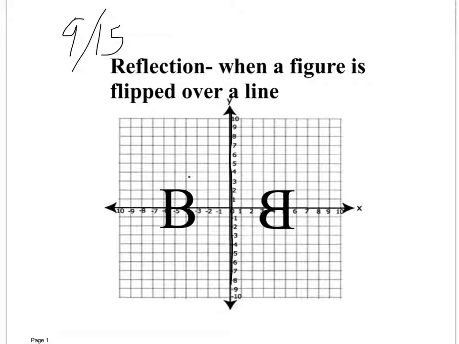I have a B on this side, and I have a B on this side. What we've done is we've taken this B and we moved every point the same distance from the line. So if you look, let's look at this point right here. It has been moved the exact distance. It is 6 away from the line on this side, so it needs to be right about here. It needs to be 6 on the other side. All right, that's reflection.